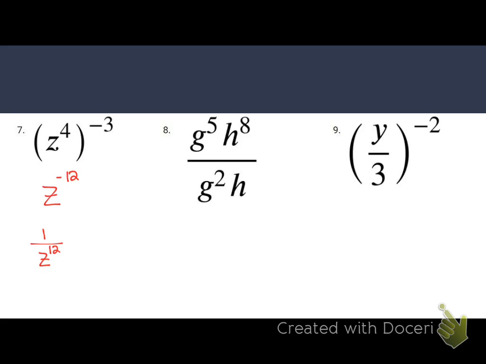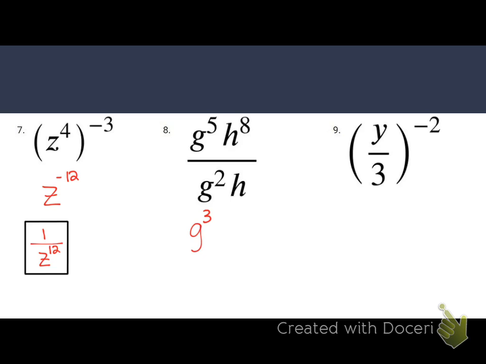Okay. Number 8. We are now dividing the same bases. When we divide the same base, what do we do with the exponents? Subtract them. So you have to do one base at a time. The first base is g. So we take the top exponent minus the bottom exponent. 5 minus 2 is 3. So we end up with g to the 3rd power.